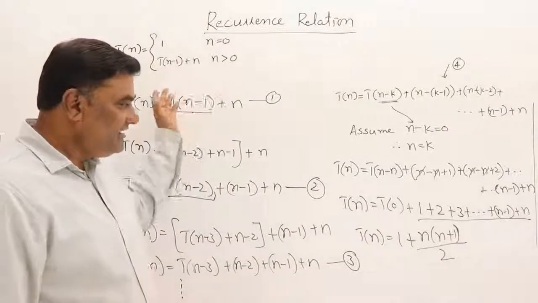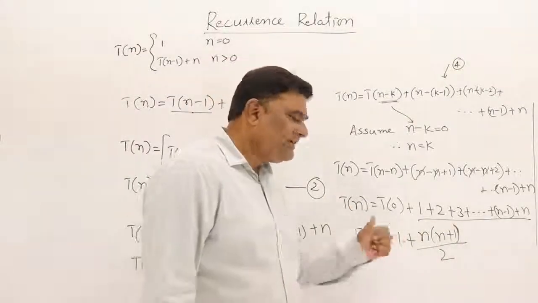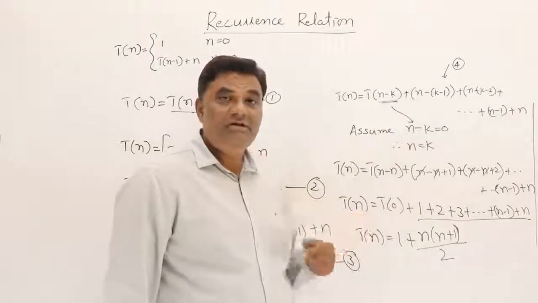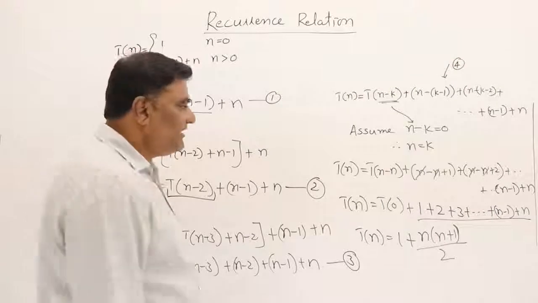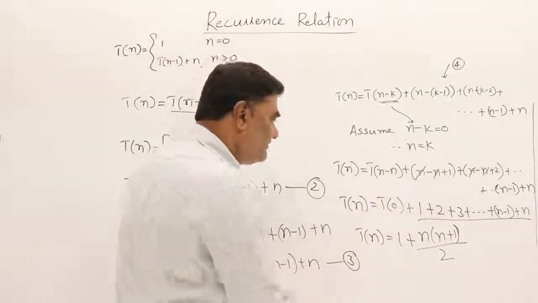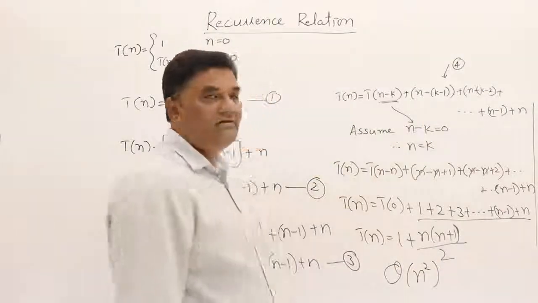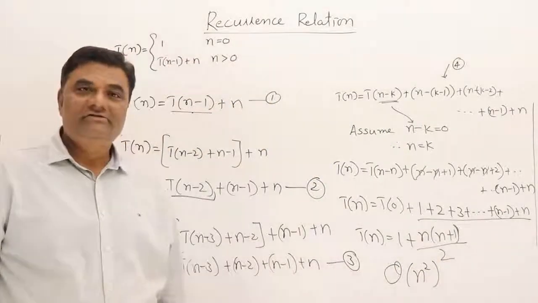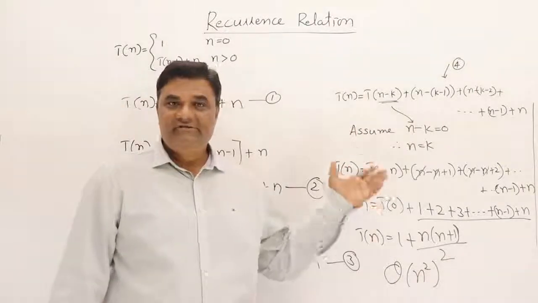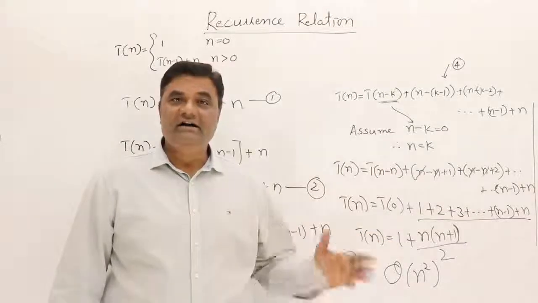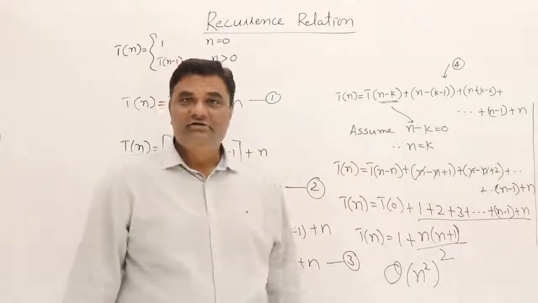If you compare the tree method, there also I got n into n plus 1 by 2. But here I got one extra because this is giving me the number of calls actually. So plus 1 call extra. Anyway, almost it is the same thing. So what is this? This is theta of n square. I have solved this second one by using the recursive tree method as well as by the substitution method, and we got the same answer. It's order of n square.